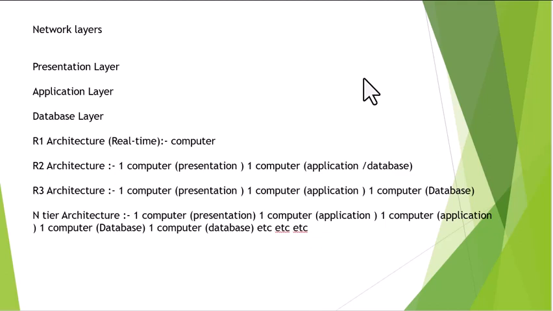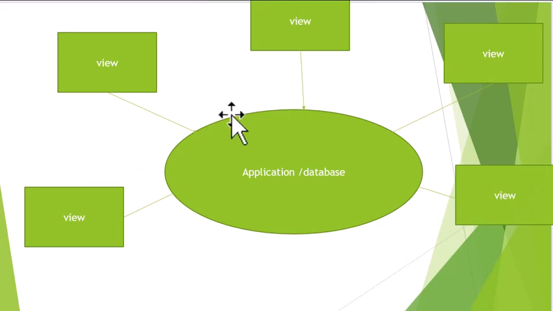Last video we were discussing network layers: presentation layer, application layer, and database layer; R1 architecture, R2 architecture, R3 architecture, and entire architecture. Today we are going to talk about a standalone system, which we call the SAP standalone system. The screen you are seeing is a two-tier architecture.